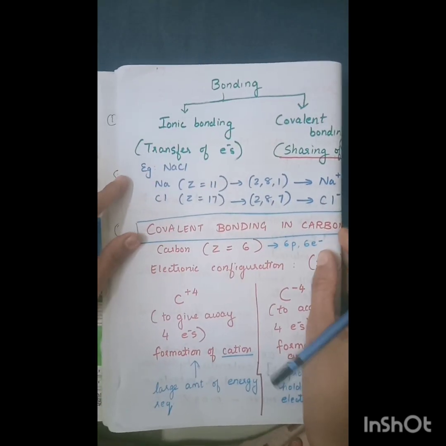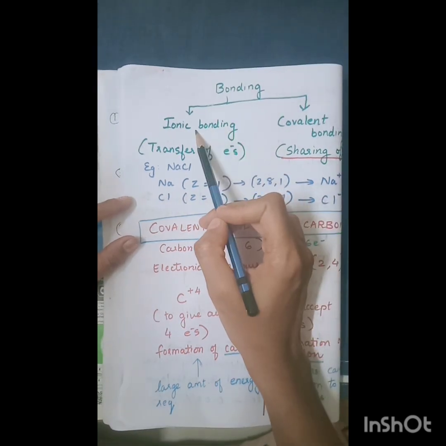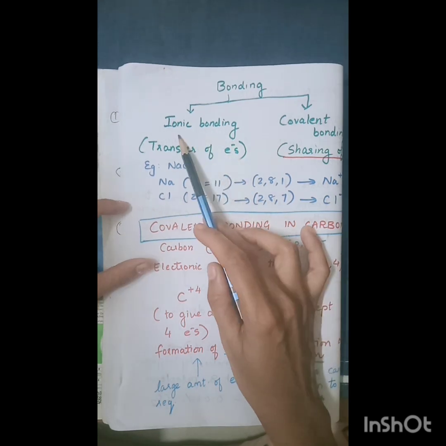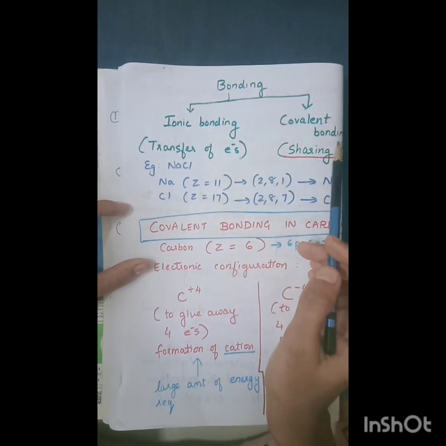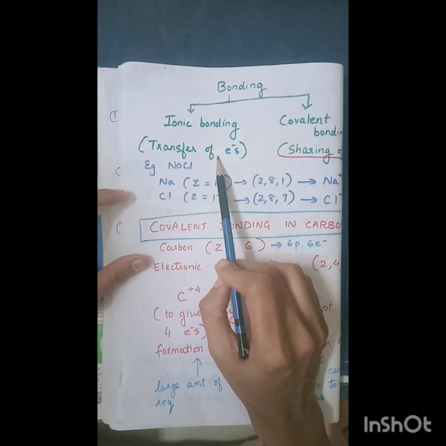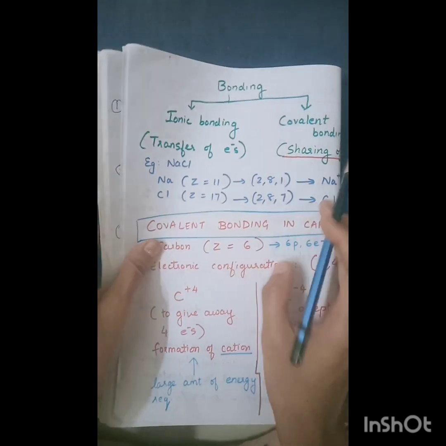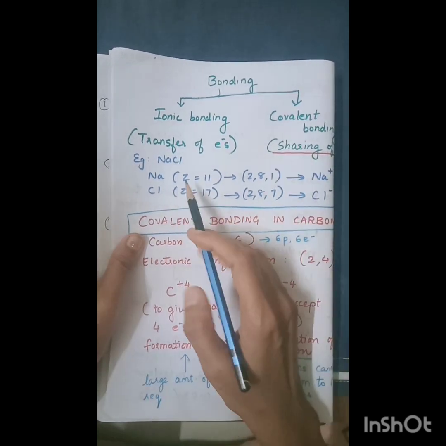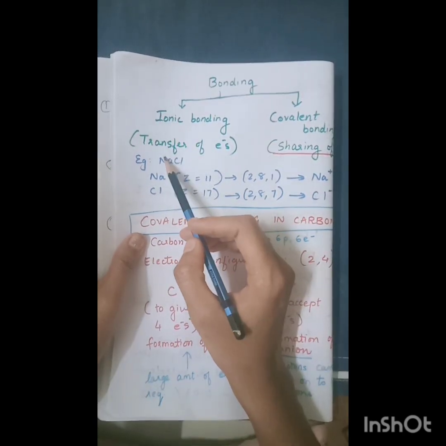Now we have discussed ionic bonding in the previous chapter. Two types of bonding we are going to discuss here, that is, first is ionic bonding and second is covalent bonding. Ionic bonding occurs by the transfer of electrons, whereas covalent bonding occurs by sharing of electrons. Now first we will discuss ionic bonding.